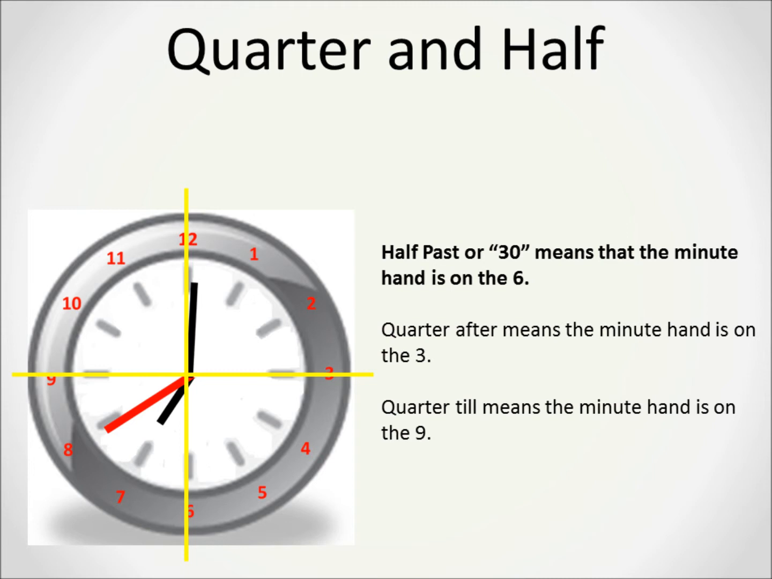If someone says half past 3, they mean 3:30. Half an hour is 30 minutes. If someone says it's a quarter till 3, they mean 2:45. Quarter till means quarter before or prior, and a quarter before 3 is 2:45 because it's not 3 yet.